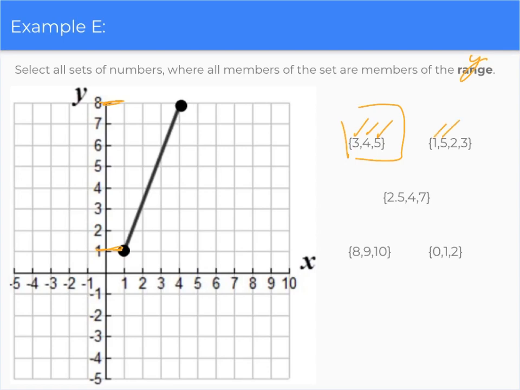1 between, yes. 5 between, yes. 2 between, yes. And 3 between, yes. That works. 2.5 between, yes. 4 between, yes. 7 between, yes. That one works. 8 between, yes. 9, not so much. 10, not so much, so that does not work. 0 between, not so much, so that does not work. So we have 3 correct answers there.